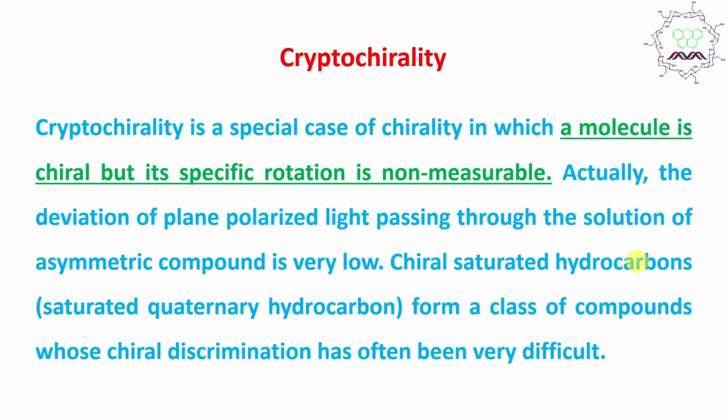Now, what is cryptochirality? Cryptochirality is a special case of chirality where the molecule is chiral, meaning it is attached to four different groups, but its specific rotation is non-measurable. Actually, it is very small: when plane polarized light passes through a solution of this molecule, the specific rotation is very low. So it could be very difficult to detect.